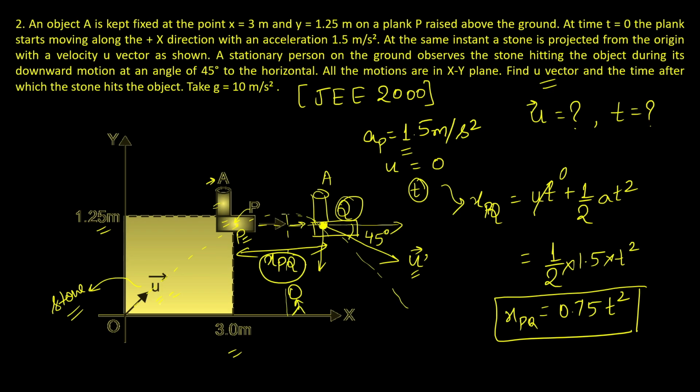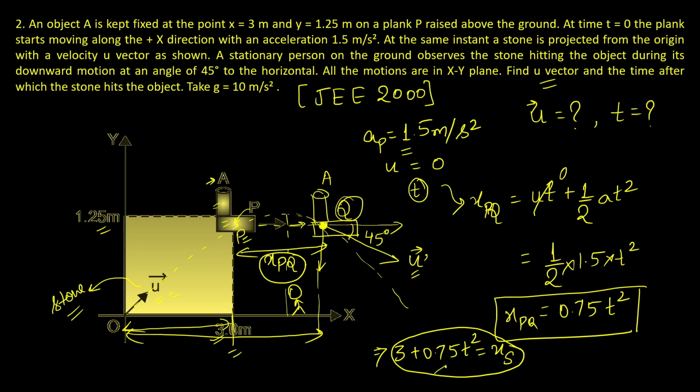And for this stone to reach over here at point Q, this x is basically how much? This is 3 up to here, this is 3, and this is x PQ. So 3 plus x PQ, that is 3 plus 0.75 t square, that is x for the stone. The stone has to travel this much distance to reach point Q in the same time t for this object A and the stone to collide.